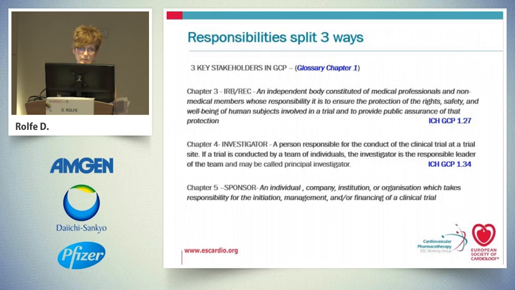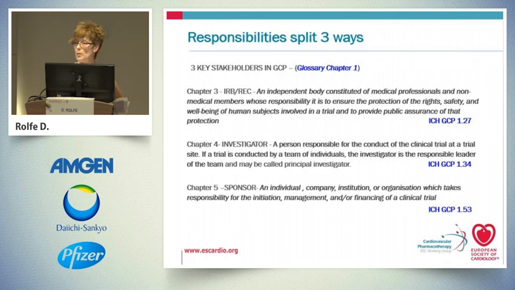So the responsibilities throughout ICH GCP are split three ways. There are three key stakeholders. You've got the research ethics committees, or the institutional review boards, the investigator, and the sponsor. Now, the chapters there listed are the chapters within the ICH that actually list those responsibilities. And the little pop-up that just rolled up the screen, that's the way that it's split up. Chapter one is the glossary. So the glossary definitions are what are referenced, the 1.27, 1.34, and 1.53.